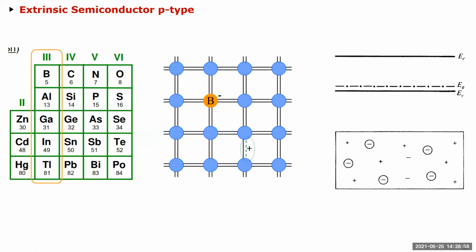You can do the opposite, where you take a group 3 element, for example boron, and you add it. And here you actually have one less electron. So you have basically a bond hanging, and that signifies a hole, which is a positive charge. So your Fermi level is closer to the valence band, which means that there are a lot of holes already in the valence band, very close. So you apply an electric field and it'll start flowing.